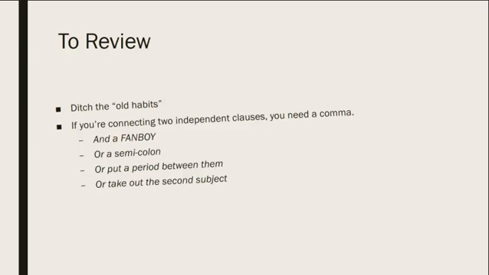The other thing, of course, too, like it says, you have 4 options, bottom line, if you're trying to connect 2 independent clauses. You can use a fanboy. You can use a semicolon, put a period in between them, or you can take out that second subject. That is how you are able to connect 2 independent clauses. And again, there's only one option there that's listed that actually uses a comma.